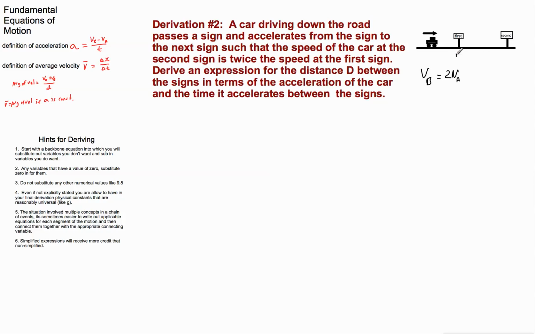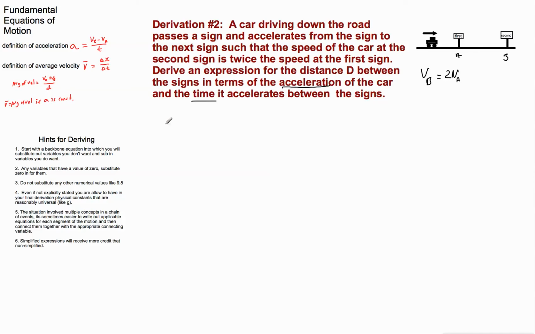All right, if we call this point A and this point B. And then what we're supposed to do is find an expression for the distance d between the two signs in terms of the acceleration of the car and the time it takes to accelerate between these two signs. All right, so we're actually not allowed to have in our expression any velocities. So let's go about seeing what we can do here. We want an expression for distance, so that's going to appear right here.